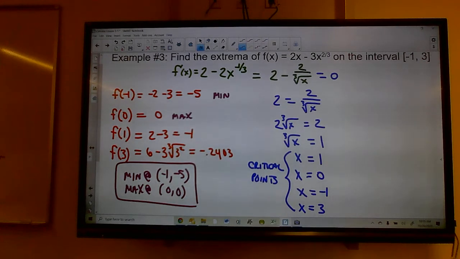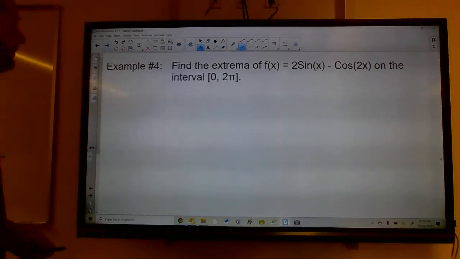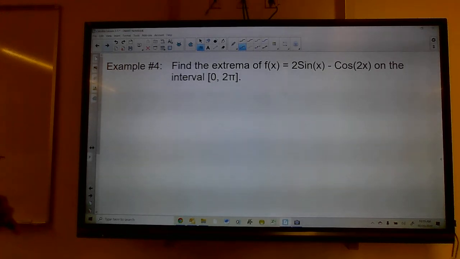And we'll double check that, and that is correct. Okay. Example 4, find the extrema of f of x equals 2 sine x minus cosine 2x on the interval 0, 2 pi.